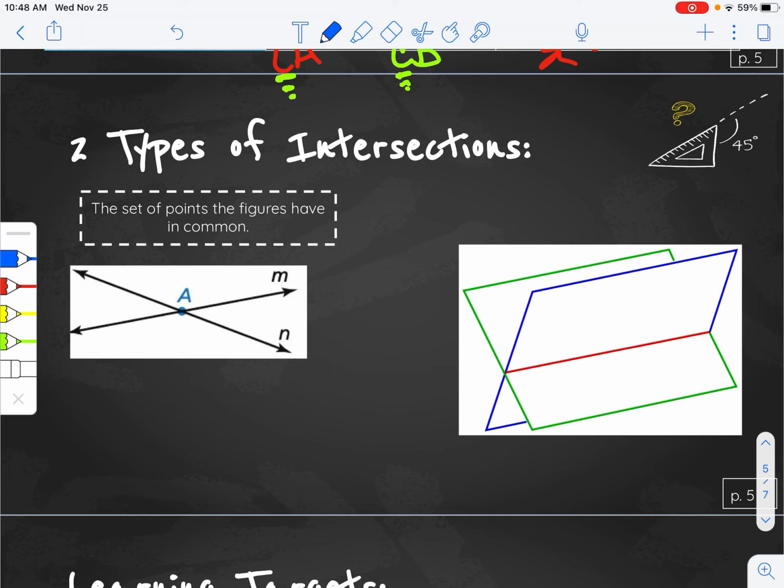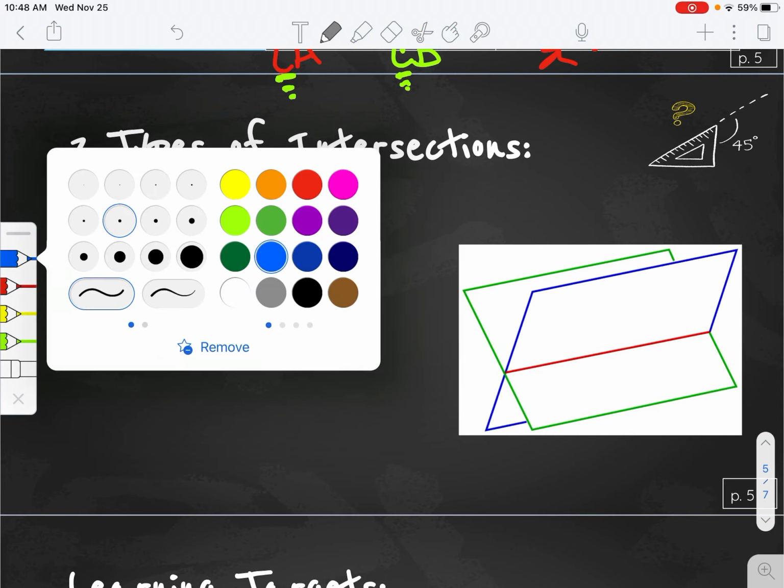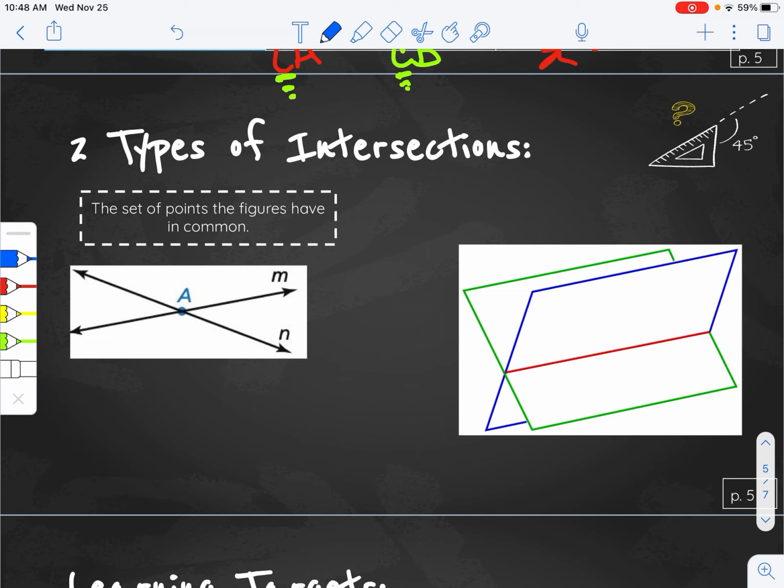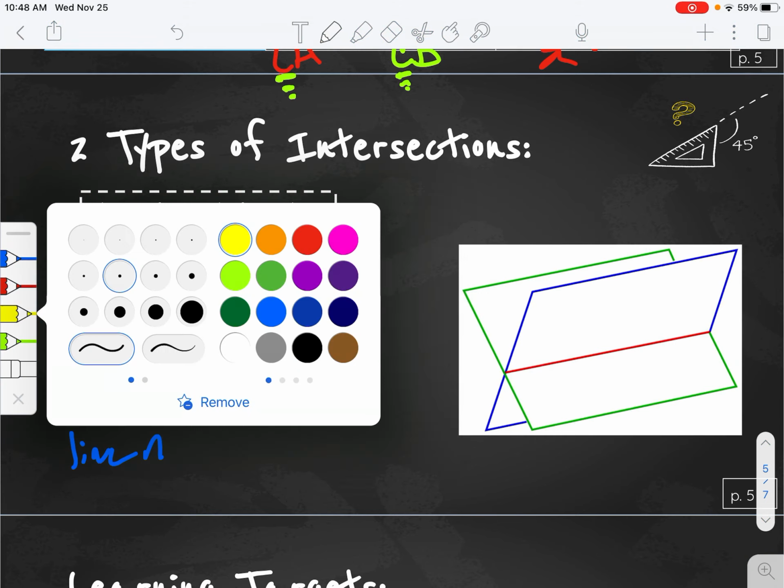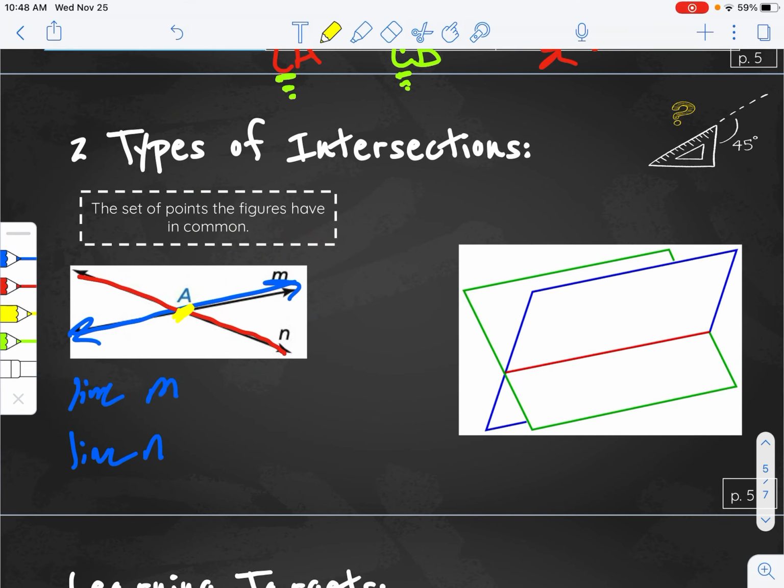Now the last term for today is an intersection. Now an intersection, like it says in the dotted box there, is the set of points the figures have in common. So here we have two figures. We have line M, and then we have line N right here. In this case, the only point that they intersect at is point A. So we would say their intersection is point A.